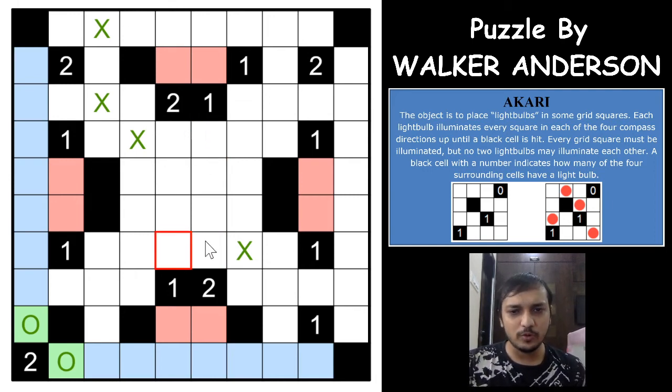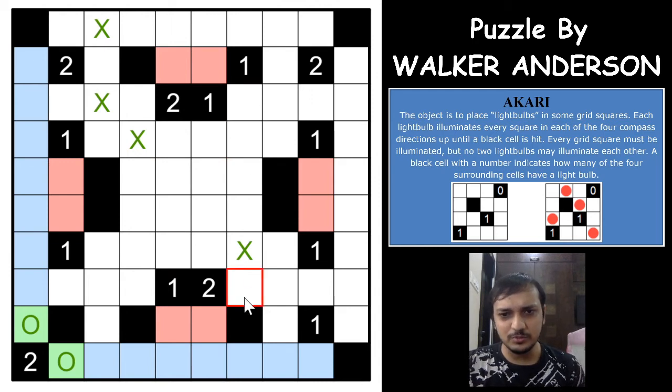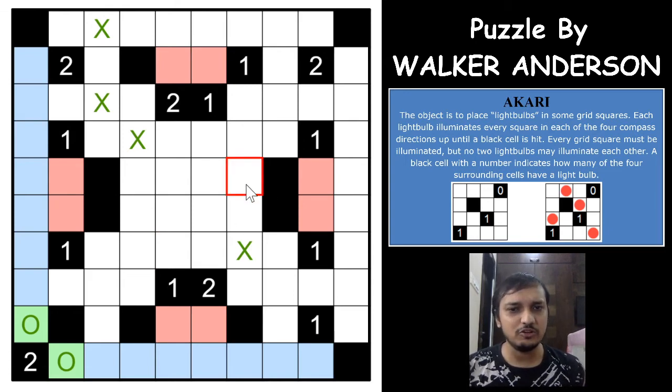We need 2 more. One of these two will be a light bulb. Both of these cannot be light bulbs, right? Because they will be seeing each other. There is no black cell in between that will block the view of the light bulbs. So one of these two cells will be a light bulb and one of these two cells will be a light bulb. Both of these cannot be, right? One of these two and one of these two, which means we have attained 6 light bulbs in total, and then we can mark those, right?